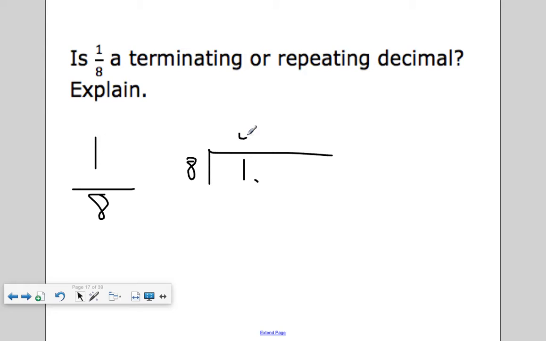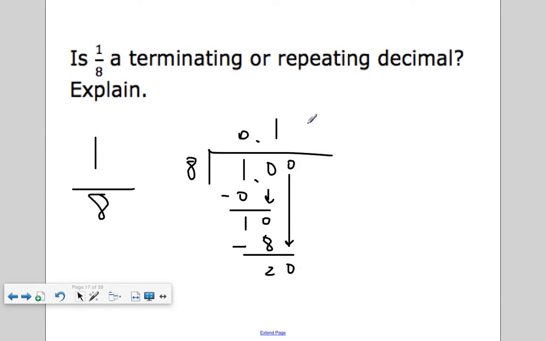Can 8 go into 1? 0 times. So I have 1. How can I get rid of this 1 without changing this? Put a 0 here. How many groups of 8 go into 10? It goes in 1 time. 10 minus 8 is 2. I need to get rid of this 2. Add another 0. Bring it down. How many groups of 8 go into 20? 2 groups. So 20 minus 16 is 4.